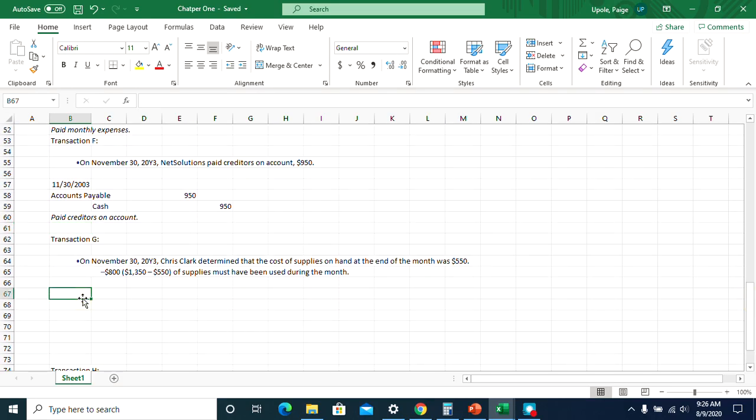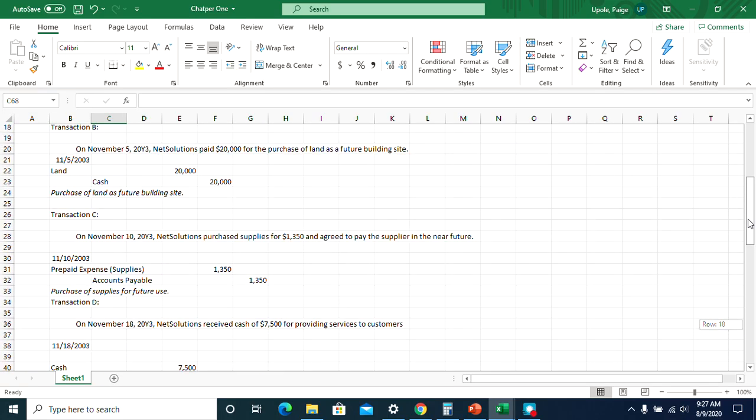So I'm recording supplies expense because when we bought the supplies, we hadn't yet used them. So it was not accurate to record it as an expense at the time of purchase. Now we've used them. Chris Clark went and he counted and he said we had $1,350 worth of supplies. I think we have $550 left. That means we must have used $800. So we're going to go ahead and create a journal entry to show that we have an expense associated with the supplies.